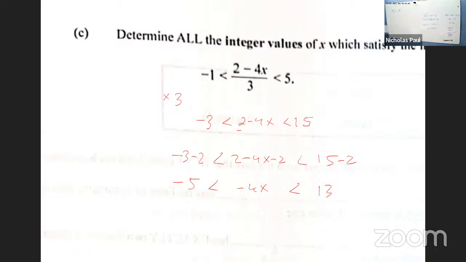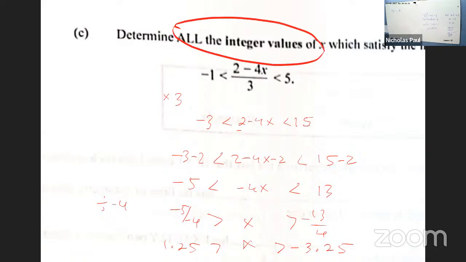What's the next step? Divide everything by -4. But when you divide by a negative, what will happen? Sign will change. So you'll get -5 on -4 and 13 on -4. So your final answer will be 5 on 4, 1.25 is more than x, more than negative 3.25. Hey, we're not done.